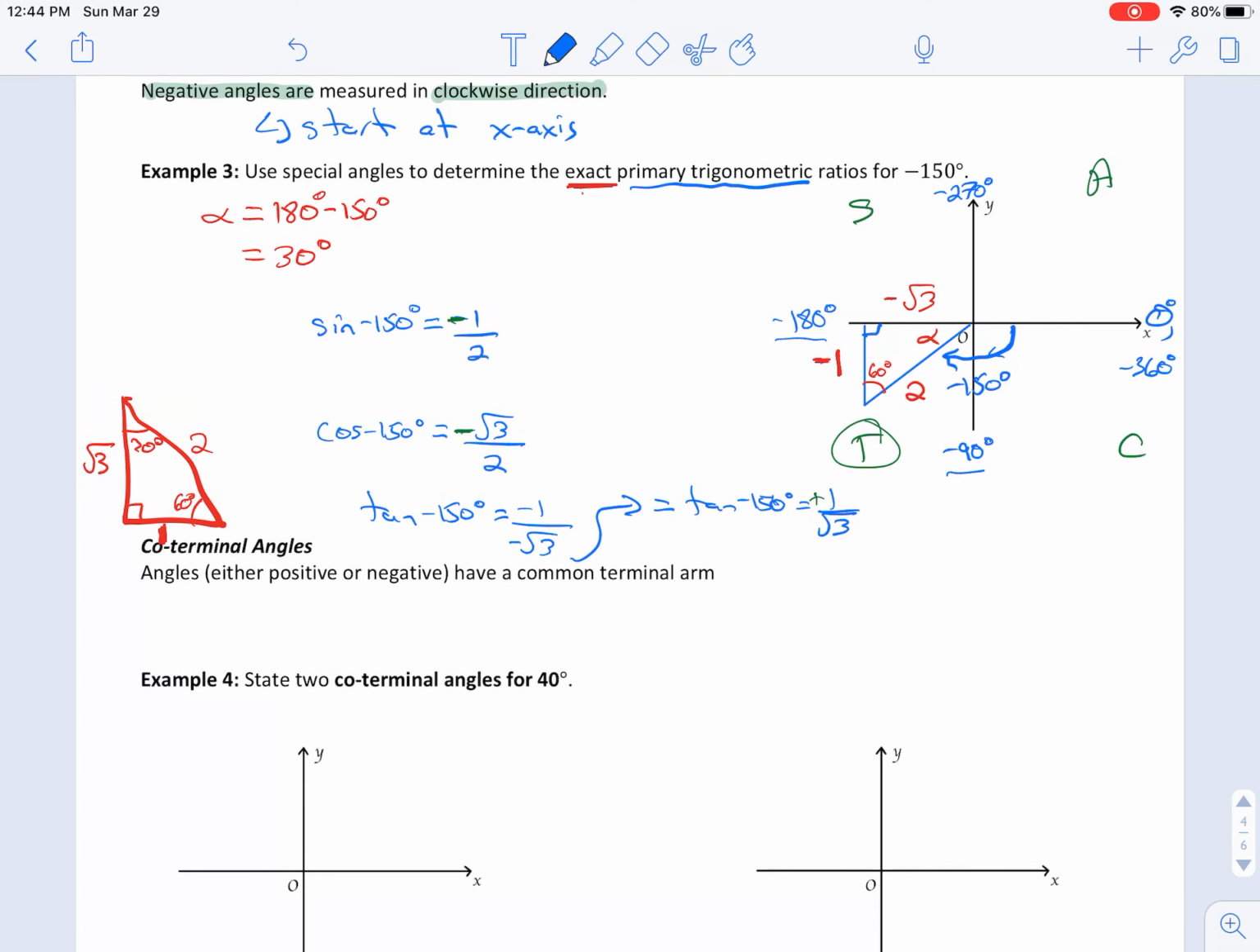The other thing is what's called a coterminal angle. Coterminal angles are quite simple, but can be confusing if you just see them out of the blue or you're asked a question out of the blue. A coterminal angle is just some angle where you have the same terminal arm. This can be found by adding or subtracting 360 degrees from the original angle.